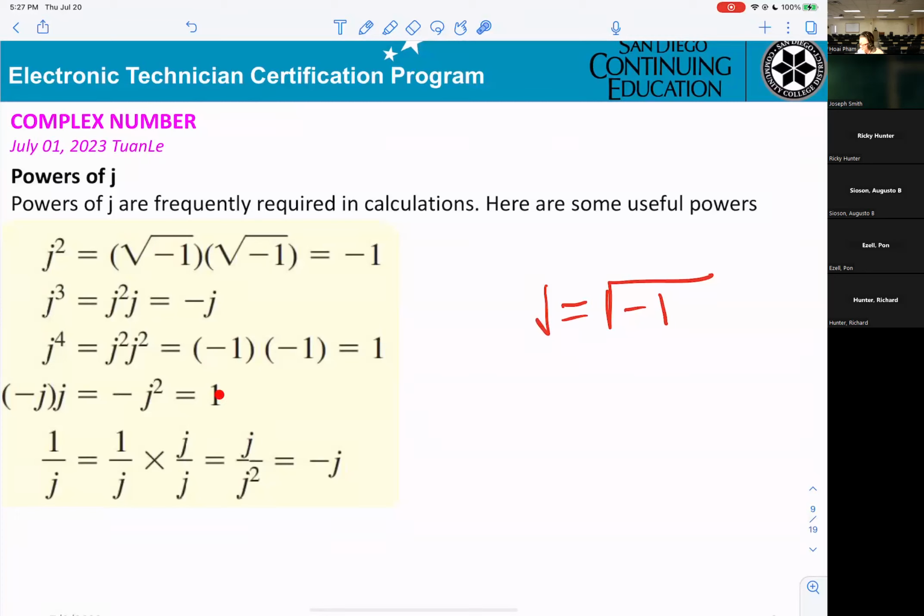Okay, 1 over J equals 1 over J times J divided by J. 1 times J means J. J times J will be J square, and that's what you get, minus J. That's a basic formula. Okay, try to memorize.